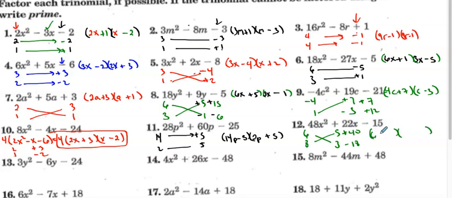So 6x and 8x. 6 needs to multiply with 3 and make this negative, right? So get a negative 18, and this one has to be positive. And again, I knew they were going to be opposite signs because that sign is negative.